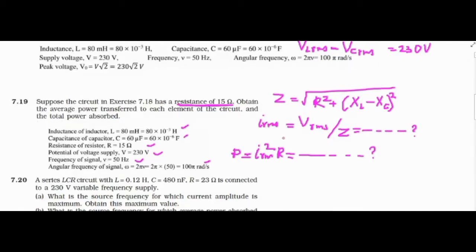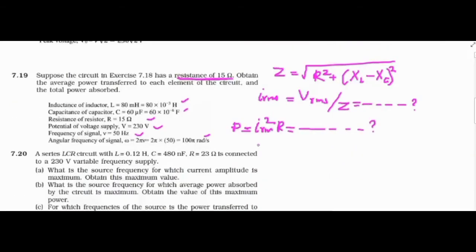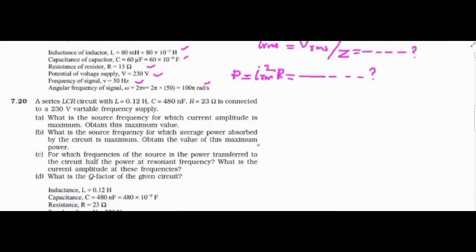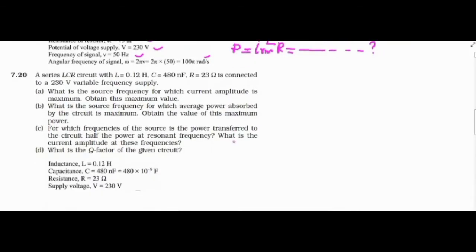Once you get the value of IRMS, you can calculate the total power dissipated in the circuit using the formula P is equal to I square RMS R, because I have told you already, resistor is the only component that dissipates power in the circuit. Next, question 20. A series LCR circuit, values of L, C and R are given. Capacitance is 480 nanofarad. Nanofarad means 10 power minus 9 farad.